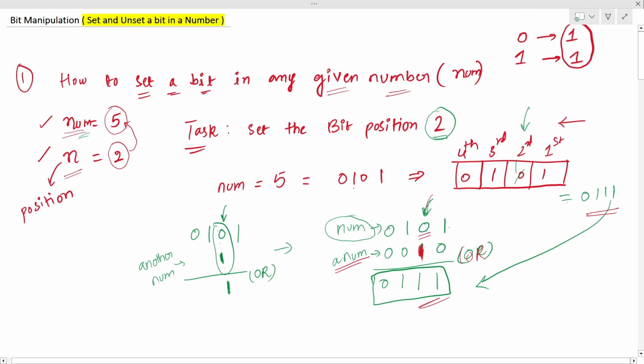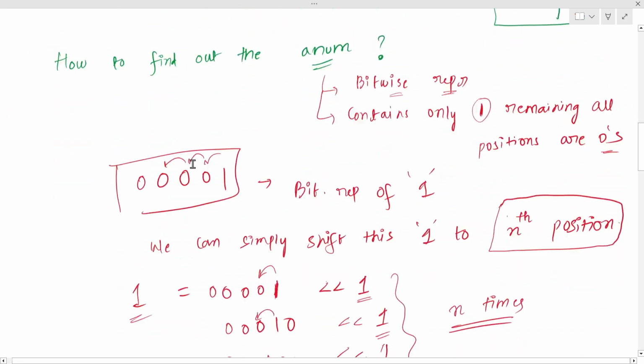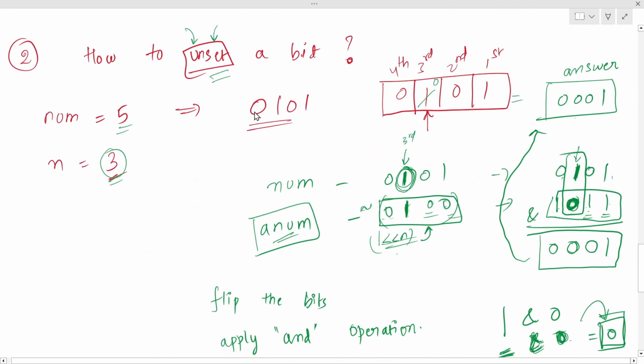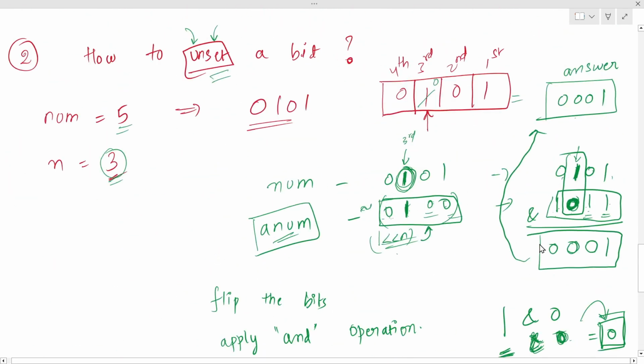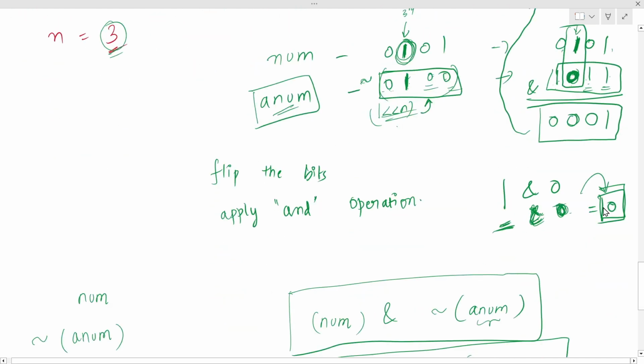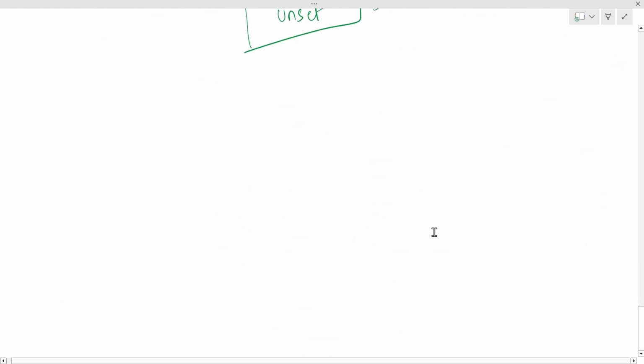Like simply we are taking the question. We want that position and we want something at that position. I mean, to set a bit, we want that position as 1. And if we want to unset a bit, then we want that position as 0. After getting 1 or 0 at that particular position, here we are applying an OR operation because we want to set that bit, and here we are applying an AND operation such that it unsets that bit. So it is as simple as that, guys.